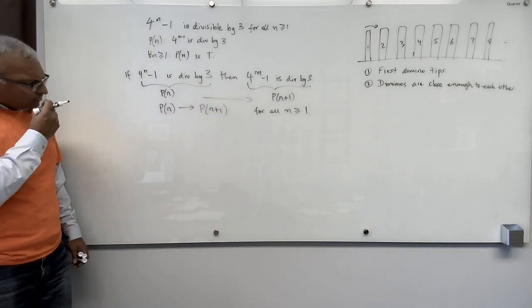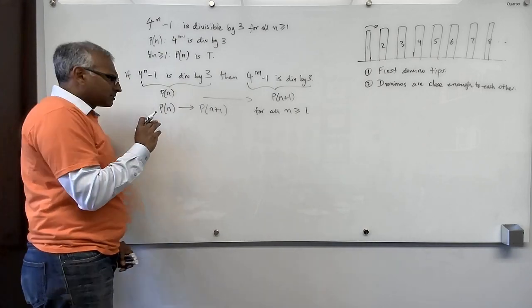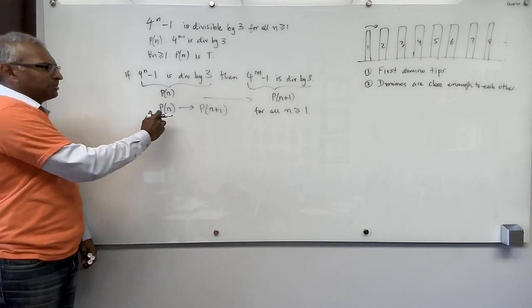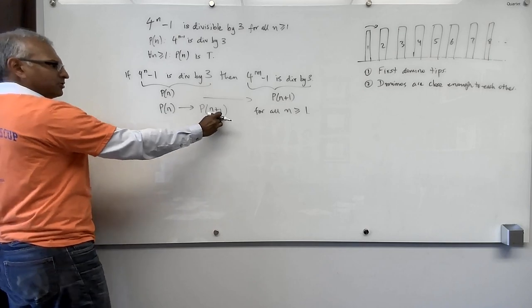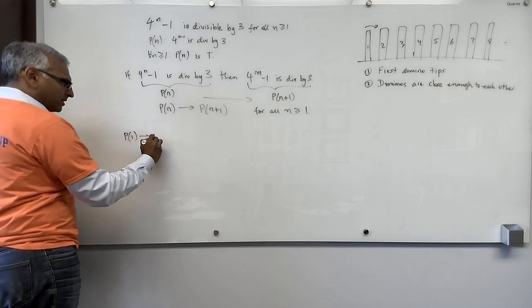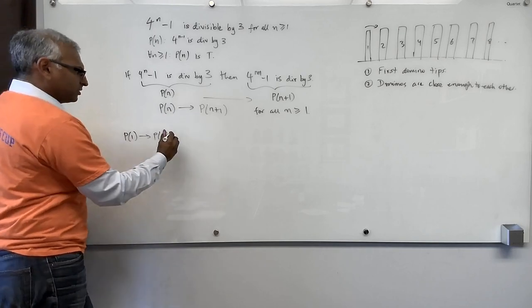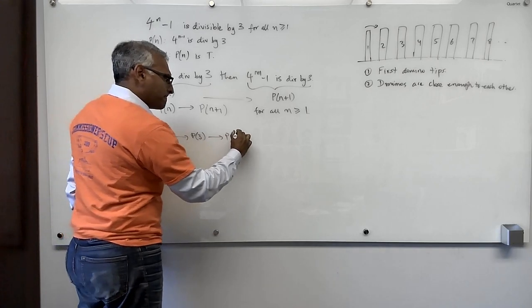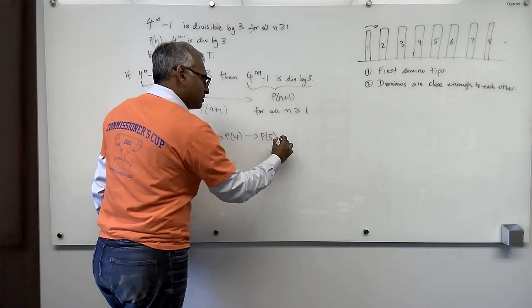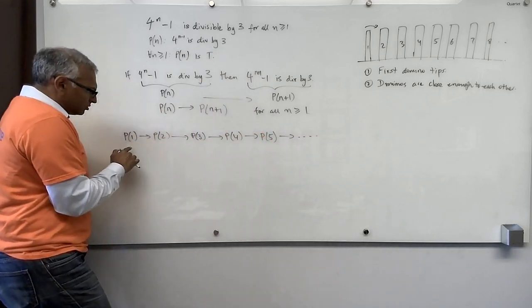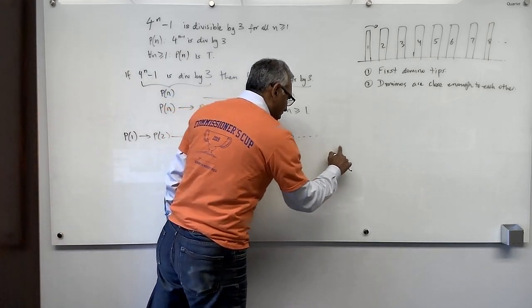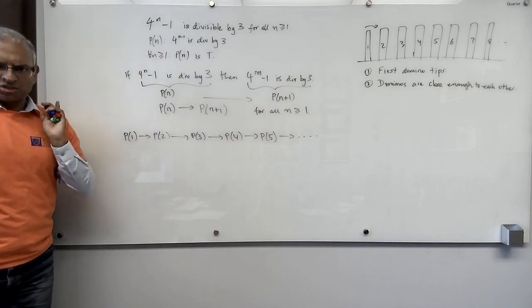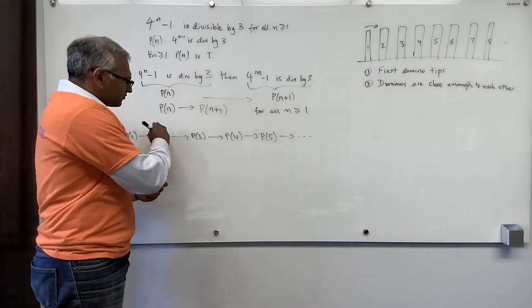Now what I'm going to show you is that this is a lot of implications all contained in one. In fact, it's infinitely many implications. For example, P(1) implies P(2), and P(2) implies P(3), and P(3) implies P(4), and P(4) implies P(5), and so on. So you see, you set up an infinite chain of implications. Think infinite chain of dominoes. Very similar concept.